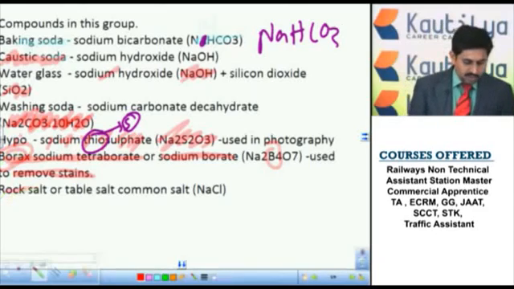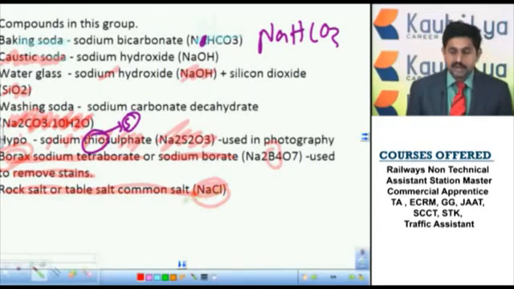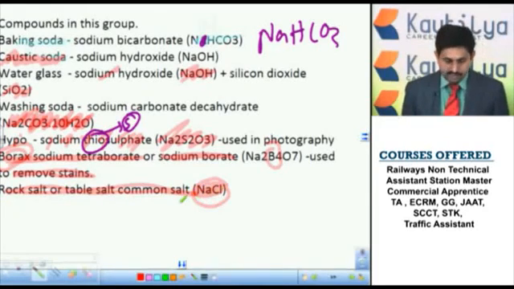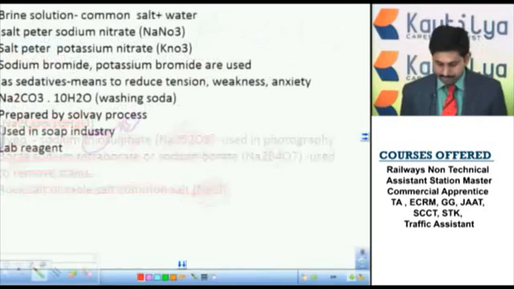Then rock salt or common salt or table salt, that is NaCl. Common salt, which we use in our daily life, is NaCl. It is also a salt among the compounds under group 1.